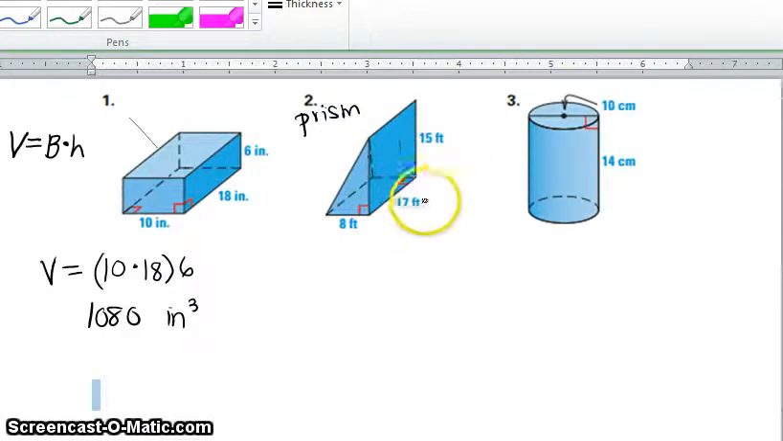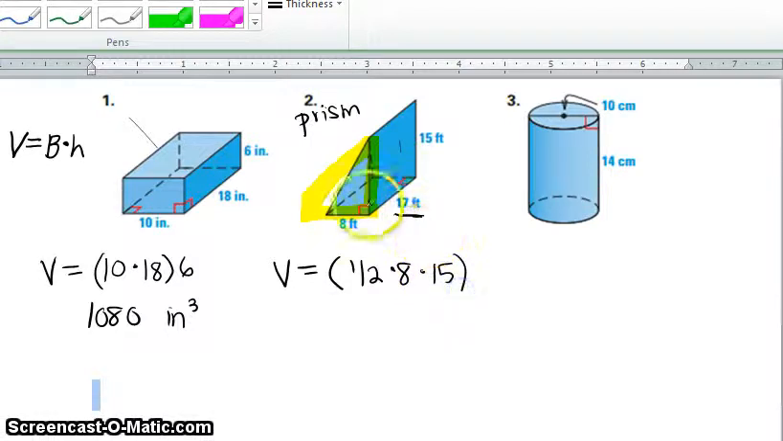So when I'm thinking about height, that's actually 17. That's my little h over here. Now my base is going to be this triangular shape right here. So the area of a triangle is 1/2 the base of that triangle times the height of that triangle. And then we said 17 was the height of that entire object. So we have 1/2 times 8 times 15 times 17, and that gives us 1,020. And that would be feet cubed.